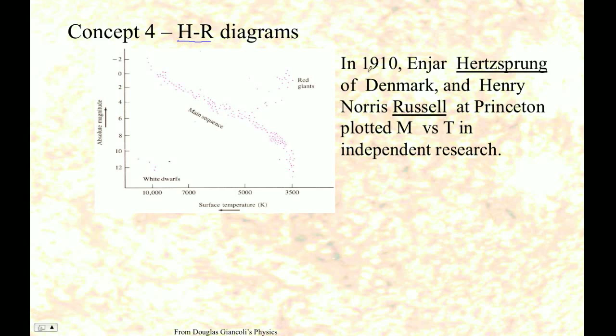So historically, in 1910, these two guys basically discovered this relationship. Ejnar Hertzsprung, right? So if you're thinking of a name for your kid later on in life, Ejnar, don't rule out Ejnar, okay? And Henry Norris Russell, and that's where the H and the R comes from, right? At Princeton, they plotted the magnitude versus temperature in independent research.